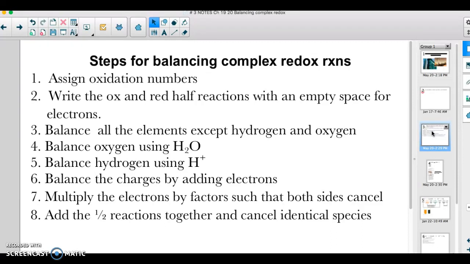Then you want to balance all the elements except for hydrogen and oxygen. You're going to balance the oxygen by using water and the hydrogen by using acid, the hydrogen from the acid. Then we're going to balance the charges by putting the electrons into the blanks, and then if needed we multiply so that those electrons are equal and conserved. And then we'll add together all of the half reactions.